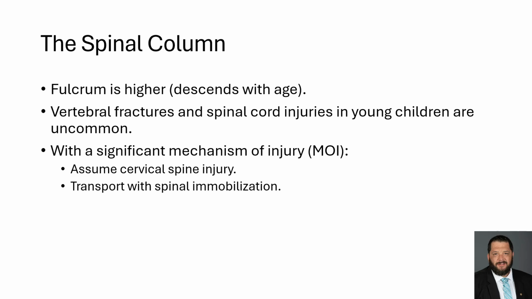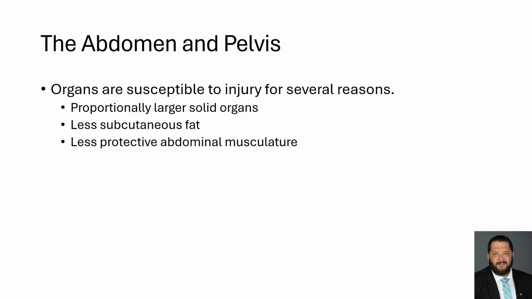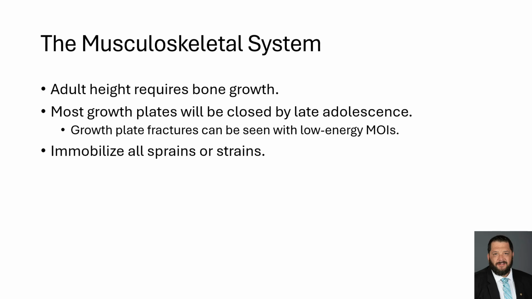With age, vertebral fractures and spinal cord injuries in young children are not very common, but with a significant mechanism of injury, you should assume cervical spine injury and transport with spinal motion restriction. The abdomen and pelvis organs are susceptible to injury for several reasons. You've got proportionately larger solid organs and less subcutaneous fat, which provides less protection, as well as less abdominal musculature, which is also less protection during injury.